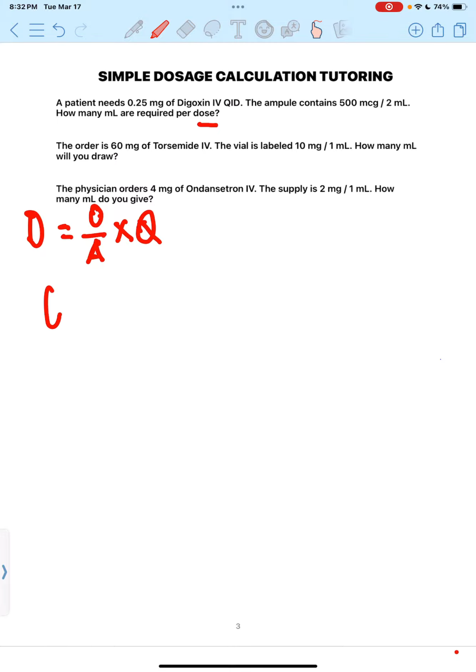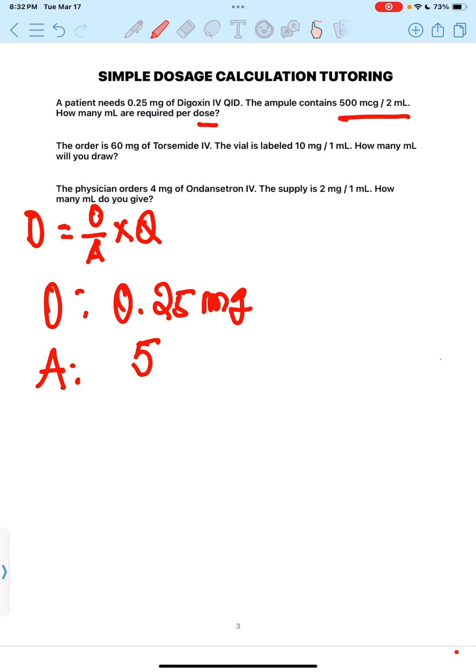You know your order right there, it's what? 0.25 milligram. So you can see the ampule contains 500 microgram. We talked about that. This bundle is your available and quantity. So your available is never going to be in the milliliter. Your available is going to be in the same family as your order. So your available is 500 microgram. Your quantity right there, it's what? It's 2 ml. You see?